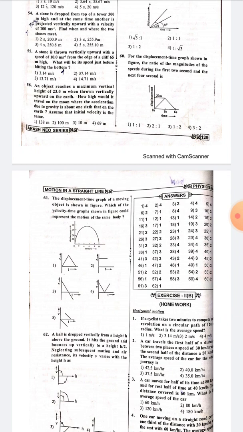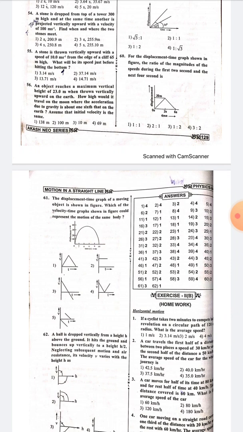Okay, so what will be its acceleration? It will be 9.8, and the other one is projected vertically upward. So how did they give us the velocity, right? Let us understand what we are going to calculate: find when and where the two stones meet. Let's discuss how much time it takes to meet and how much distance they both are going to cover.